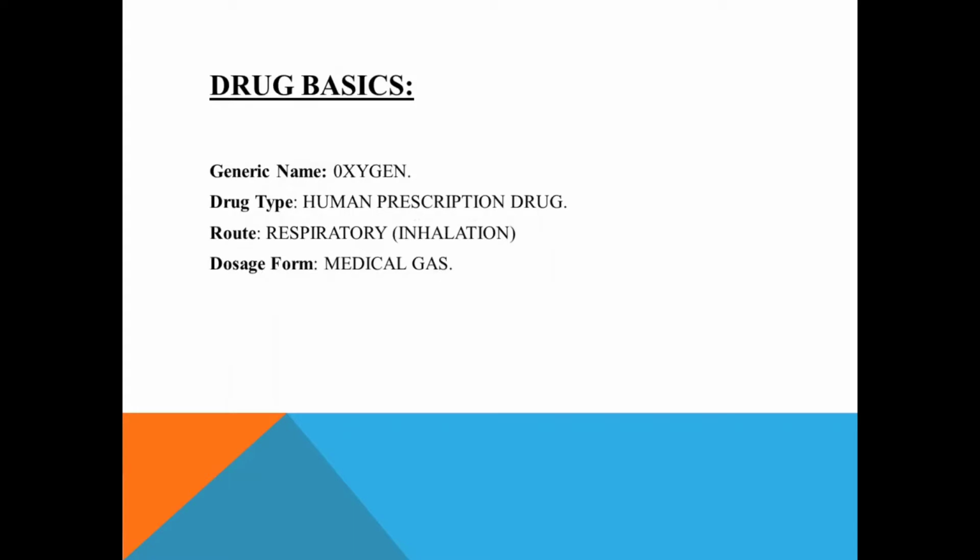Drug basics: generic name, oxygen. The type of drug is human prescription drug. Route of administration is respiratory or inhalation. The dosage form is medical gas.